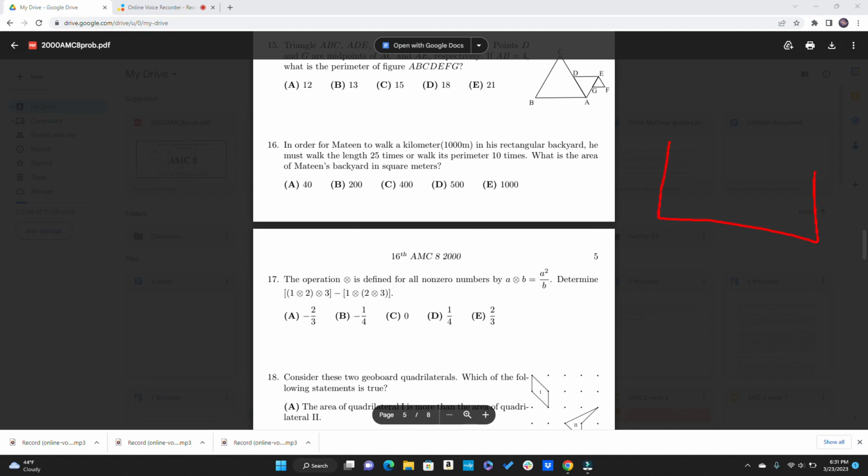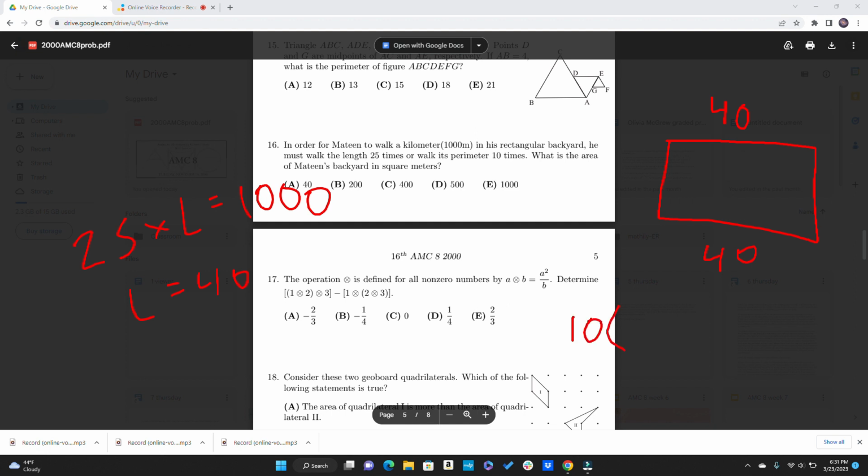So we've got a rectangular backyard. To walk 1,000 meters, you can walk the length of it 25 times. So 25 times the length equals 1,000 meters. Because we know that, we can solve for the length. We can divide both sides of this equation by 25, and we get L equals 40. That already tells us something. So here's our 40. Or you could walk the perimeter 10 times and get 1,000 meters.